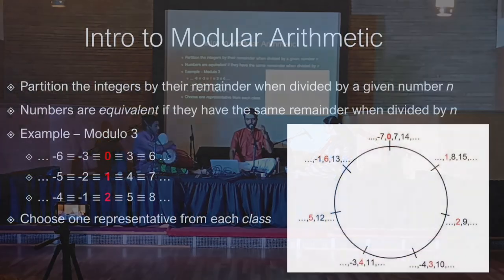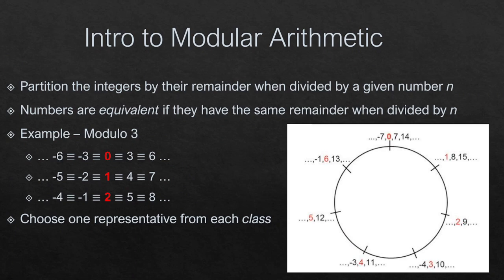Similarly, if you take the number 4, you get the remainder 1. So we're going to say 4 is congruent to 1. So is 7. And so is minus 2, because if you divide minus 2 by 3, the remainder that you get is 1. And similarly, 2, 5, 8, all of these have the same remainder when you divide by the number 3.